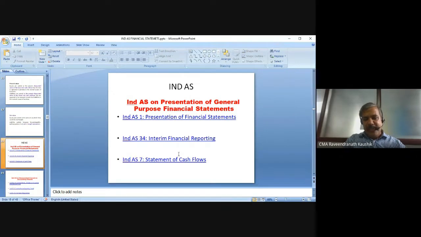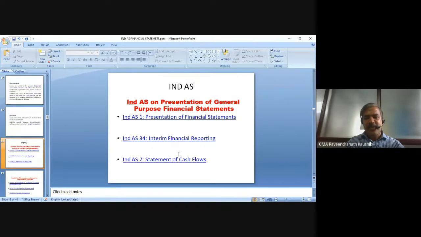So coming back to the Ind AS, Ind AS can be classified into different forms. For our reporting purpose, we classify the Ind AS into different categories, under which we list out the main Ind AS which come under that. First classification, you can do it as Ind AS on presentation of general purpose financial statements. In this category, there are three important Ind AS which need to be looked into. One is the presentation of financial statements, Ind AS 1.